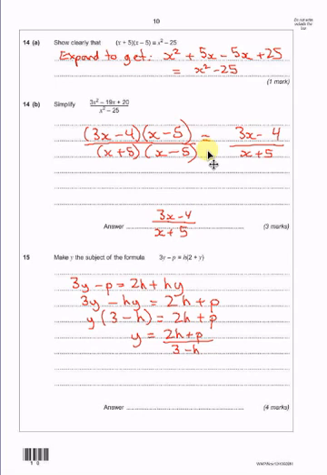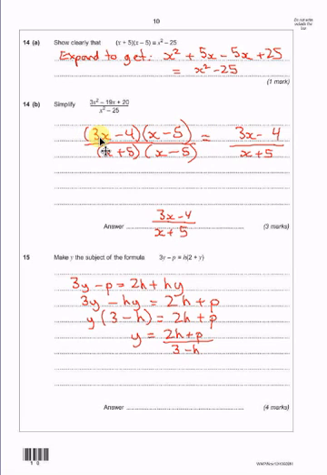If you didn't get given that, you should spot that it's a difference of 2 squares, because x squared is a square term, 25 is a square term, so it becomes x plus 5 and x minus 5. Now the top one, with a little bit of trial and error, you would have figured out, hopefully, that it factorizes to 3x minus 4 and x minus 5.